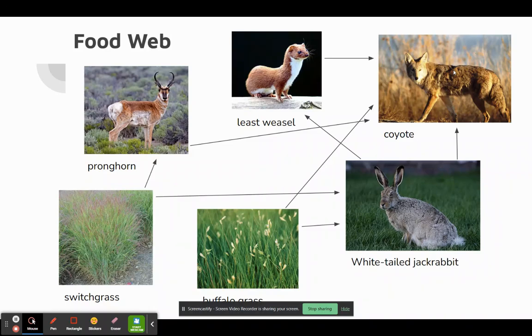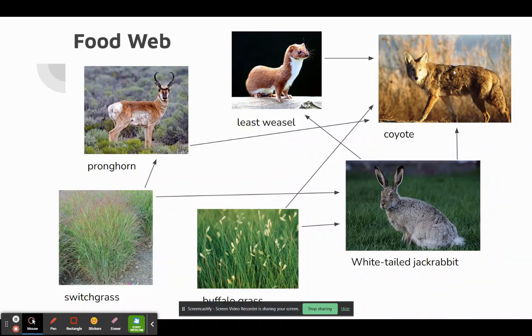So you can see that our primary producers are going to be the switchgrass and the buffalo grass, which are consumed by the omnivore coyote and also the herbivore jackrabbit and pronghorn. And then that jackrabbit is also going to be consumed by the weasel, which is also consumed by the coyote, and the pronghorn is also consumed by the coyote.